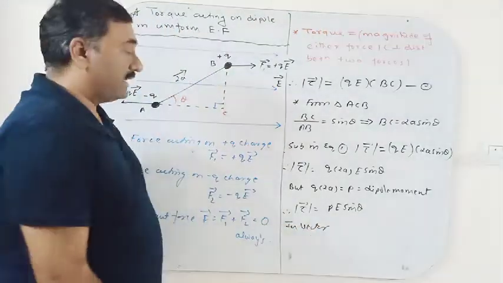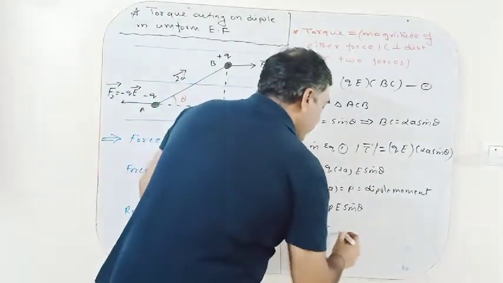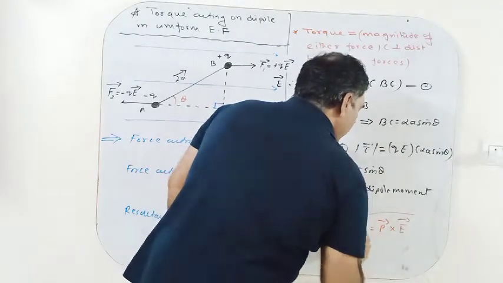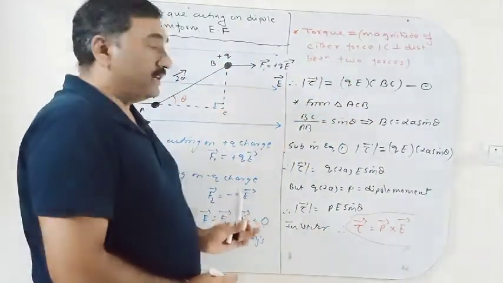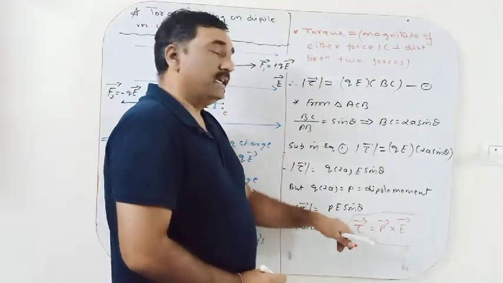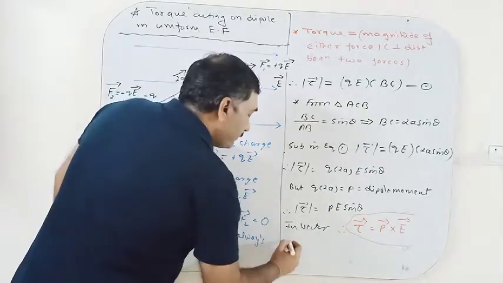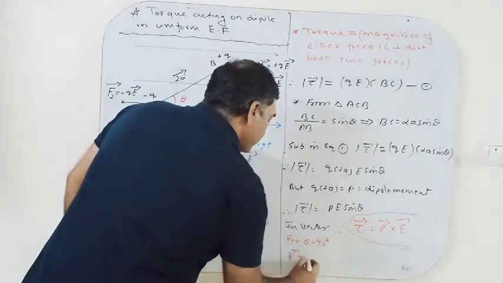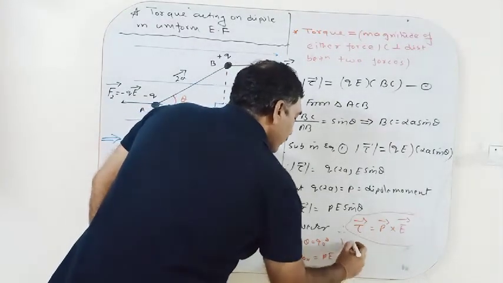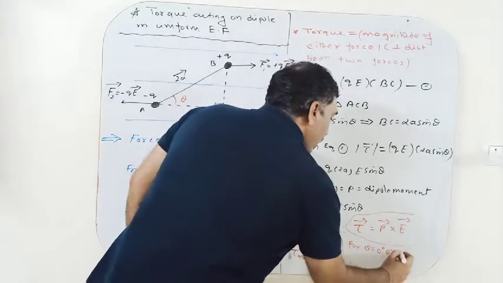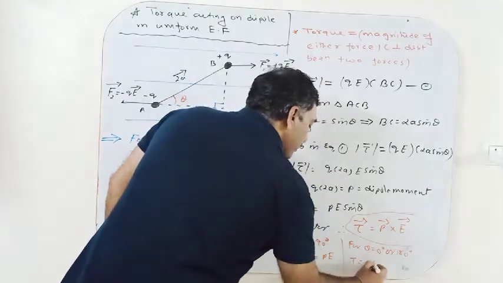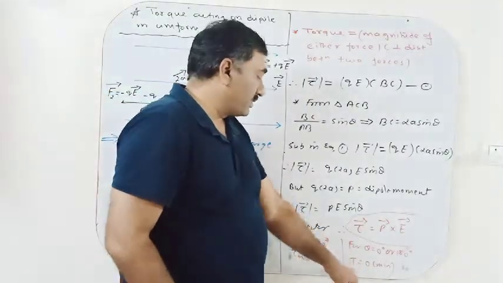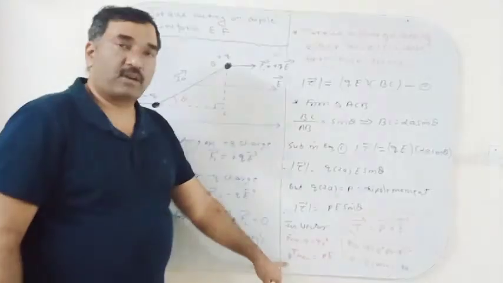In vector form, when we have sin theta, we apply a cross product. So the torque becomes P cross E, and the direction of this torque is given by the right hand screw rule. So tau is equal to PE sin theta. When theta is equal to 90, the torque becomes maximum, that is PE. For theta equal to 0 or 180, tau is equal to 0, that is minimum.